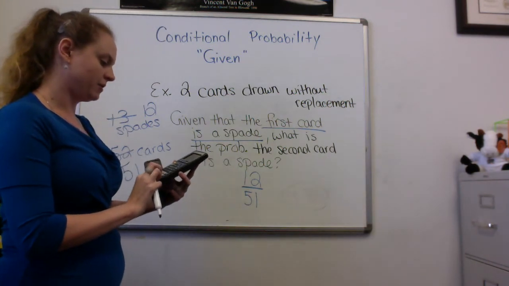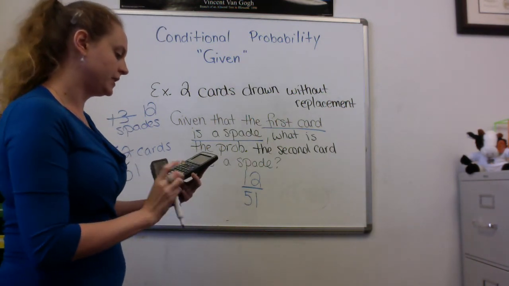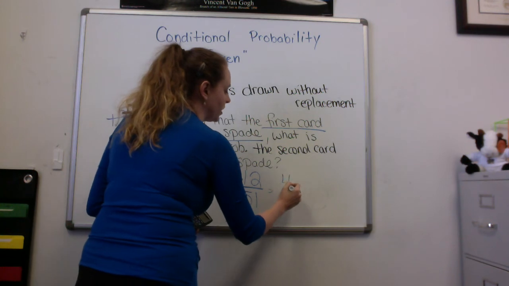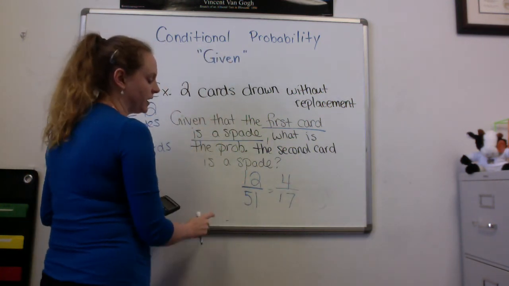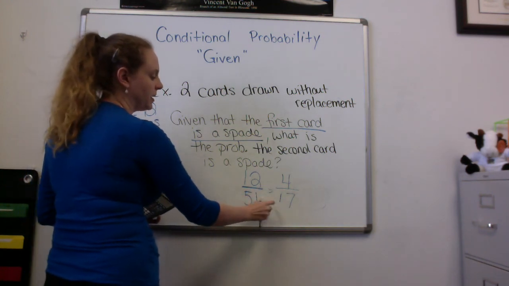I want to put my answer in most reduced form. So reducing that down, it's going to give me 4/17. 3 goes into both of these numbers. 12 divided by 3 is 4. 51 divided by 3 is 17.